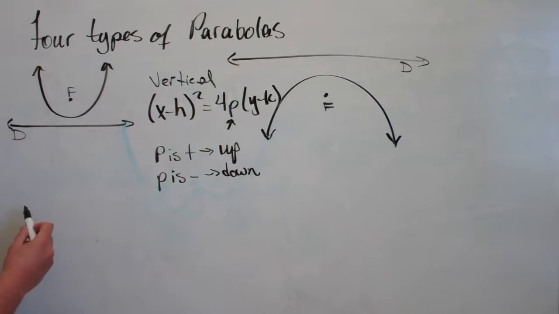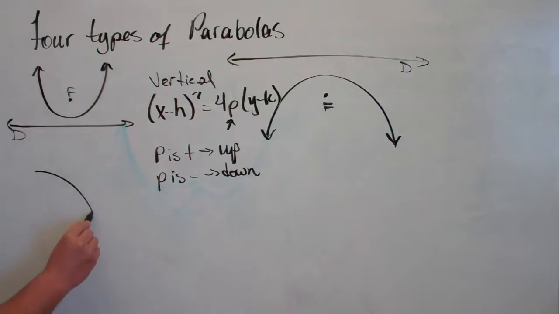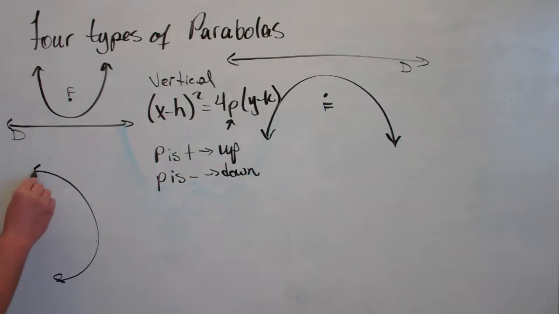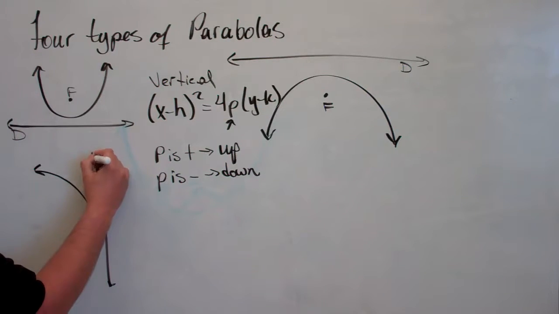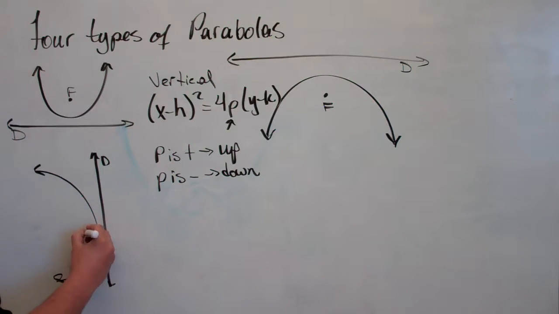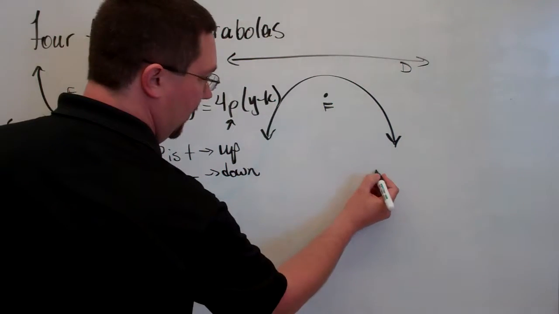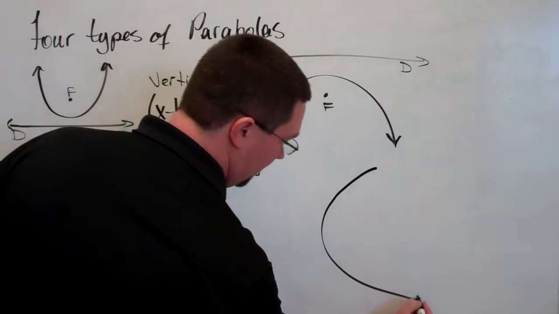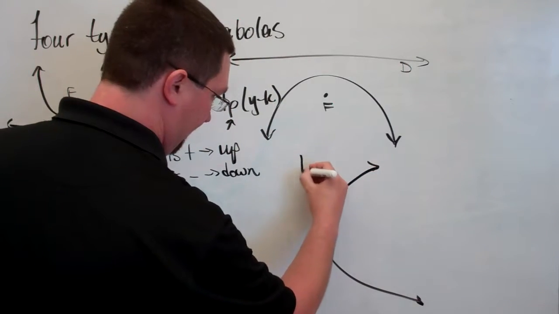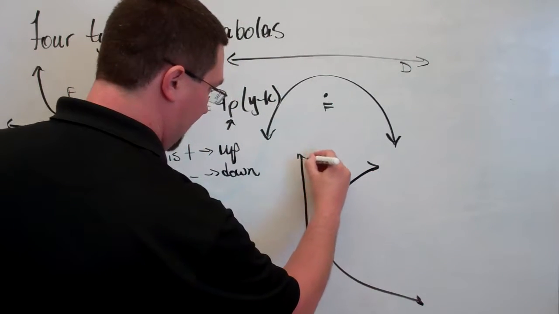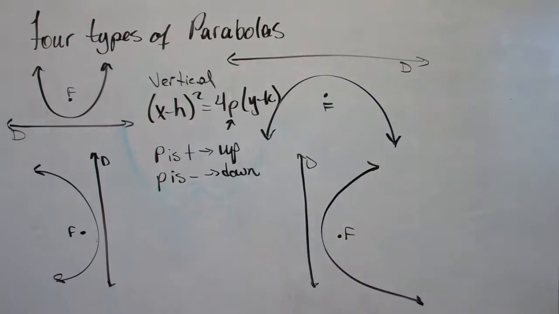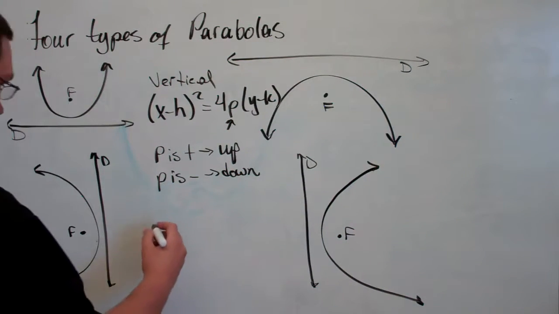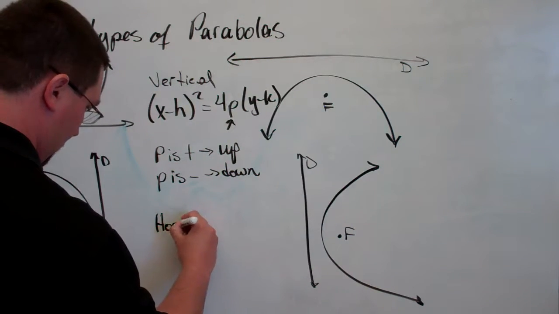Now, you also have parabolas that open to the left. The directrix line is out here somewhere, and your focus point, of course, is inside. And then you also have one that opens right. This is your directrix, and this is your focus point. These are called your horizontals.